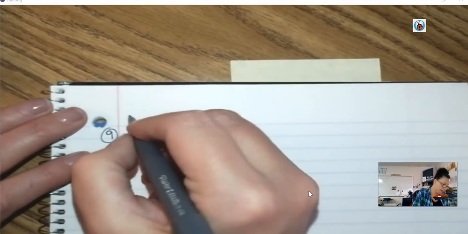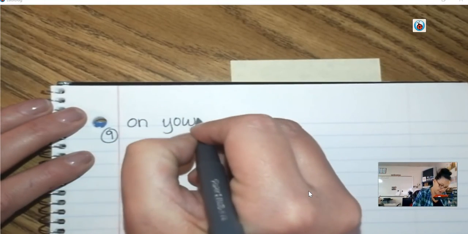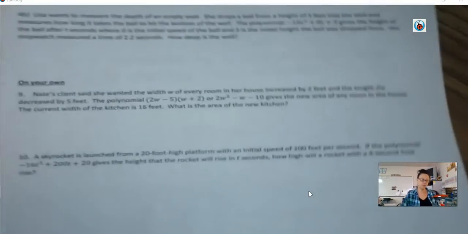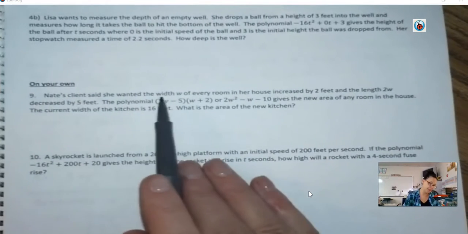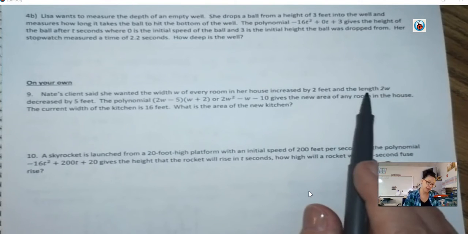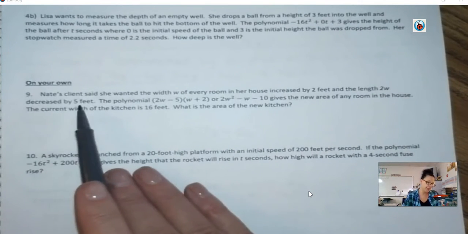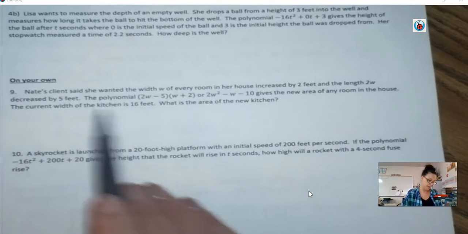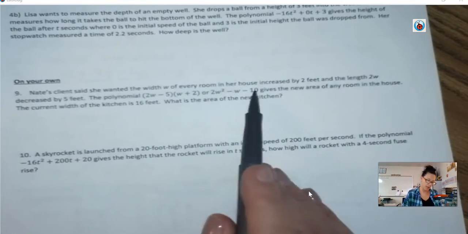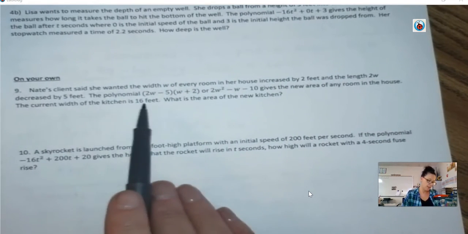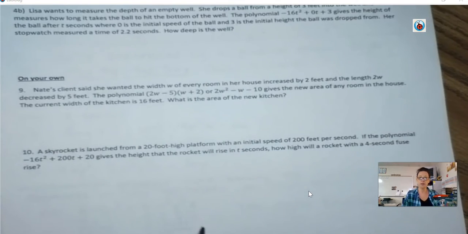Number 9. I'm going to read it, and then you're going to work on it with a friend. Nate's client said she wanted the width, W, of every room in her house increased by 2 feet. And she wants the length, 2W, decreased by 5 feet. How's she going to have her house decreased by 5 feet? Good luck. The polynomial gives the new area of any room in the house. The current width of the kitchen is 16 feet. What is the new area of the kitchen?